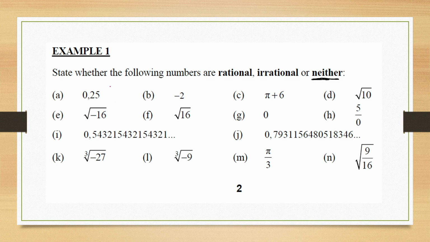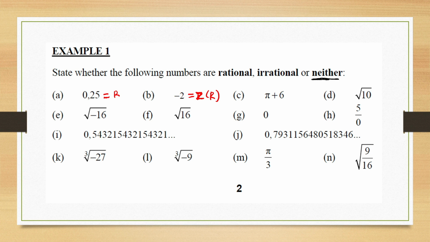Okay guys, let us go through our answers. A, 0.25. So 0.25 falls under rational numbers. If you said rational numbers, you are correct. The reason for that is because 0.25 is a terminating decimal. And then B, negative 2, falls under rational numbers as well. Why? Because it is an integer. So therefore it falls under rational numbers. We said our integers fall under our rational numbers.